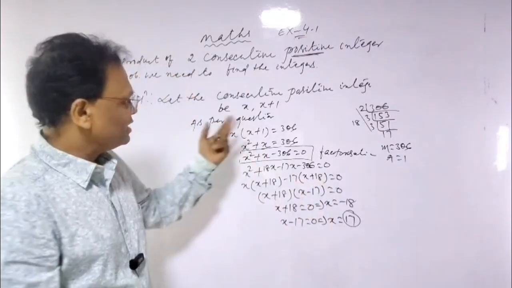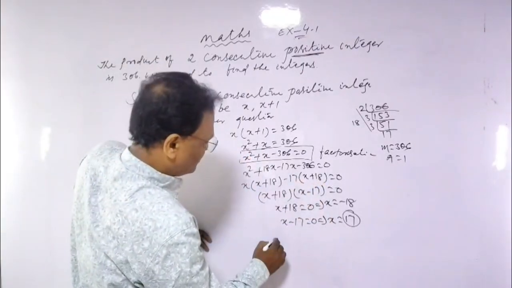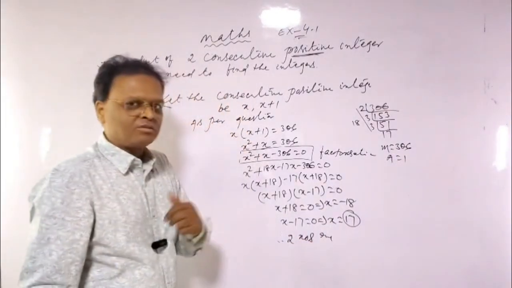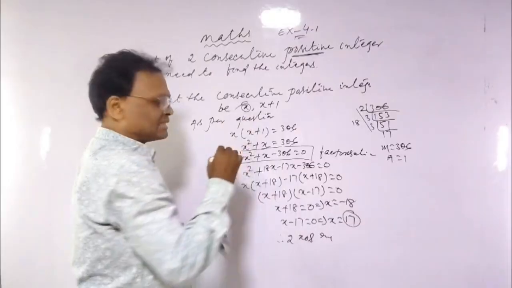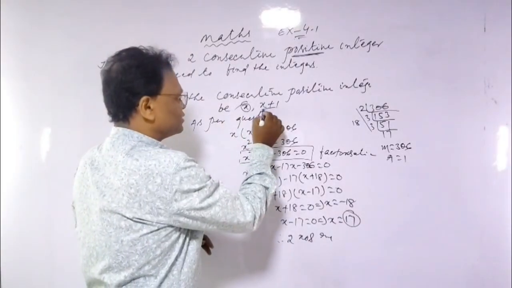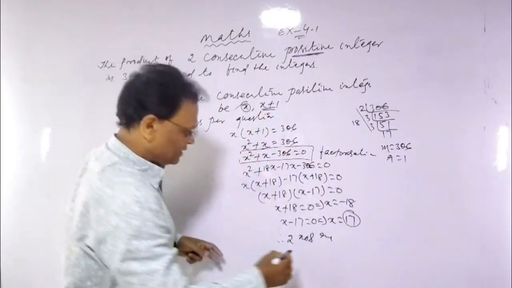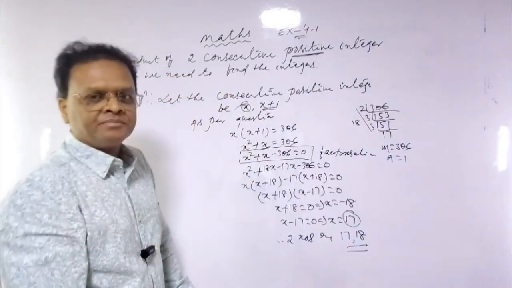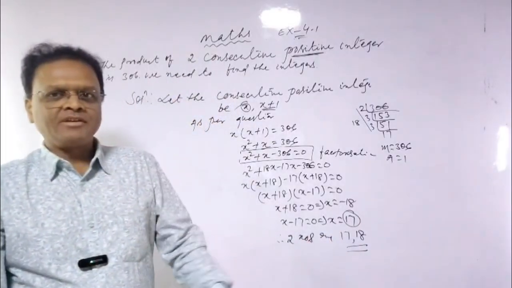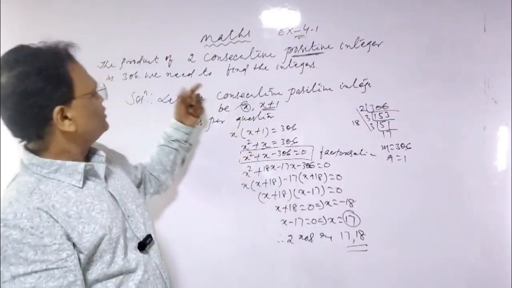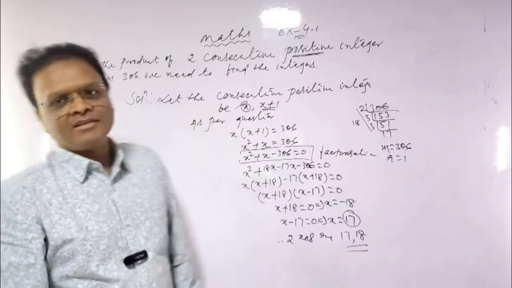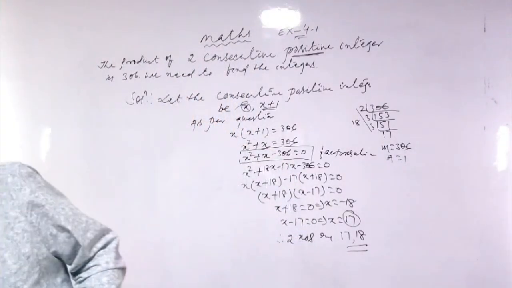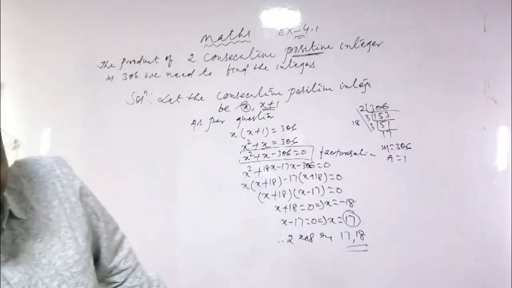What are my two numbers? You can tell me. If my x is 17, what will be x plus 1? 17 plus 1, 18. So the two numbers are 17 and 18. If one is 17, the other will definitely be 18. Why? Because if you multiply these two, definitely you are getting 306. So this is the answer. Now let me go to the next question.